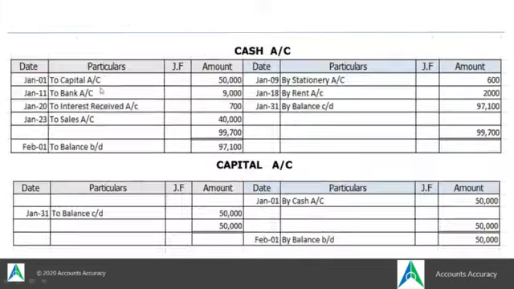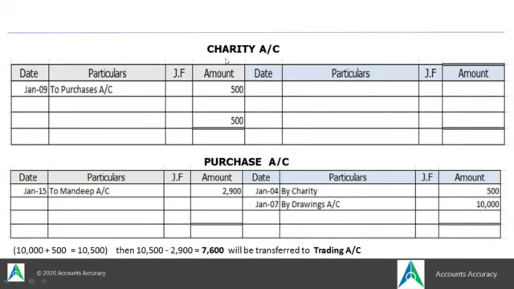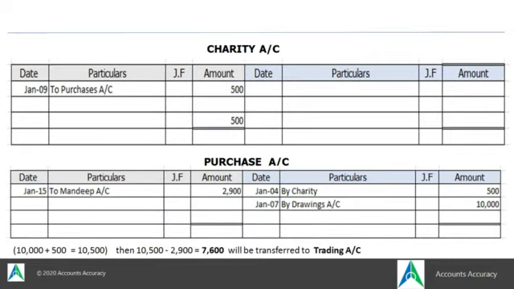Now for other ledgers we can find here charity account. So for charity account, again a ledger will be prepared and the posting will be done. You can see here, as we are making the charity ledger account, so we will only do the posting of to purchase account, nothing else. So from here, just do the posting of to purchase account at the debit side of the charity account, that is January 9 to purchases account 500.